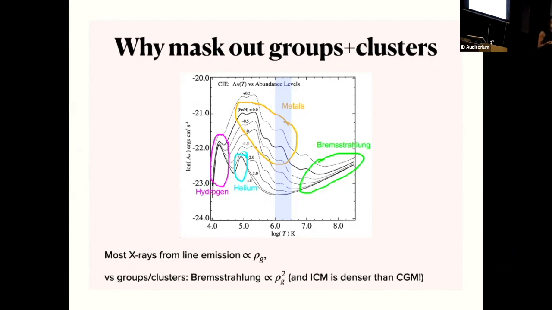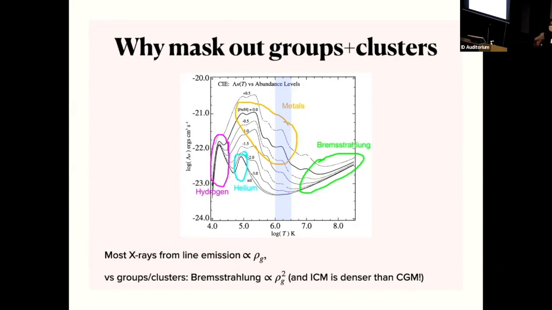Now, the temperature that your gas is at will dictate the dominant cooling channel, right? So our galaxies live in sort of this temperature regime. So most of their emission is coming from lines, right? So this is line emission dominated, which is proportional to gas density to the first power, okay? If you end up in groups or clusters, you're dominated by Bremsstrahlung emission, okay? So first of all, your virial temperature is higher. Second of all, this emission is proportional to density squared, okay? And so if you have even one group or cluster in your sample, it's very easy for that signal to dominate over all of the contribution from the galaxies.